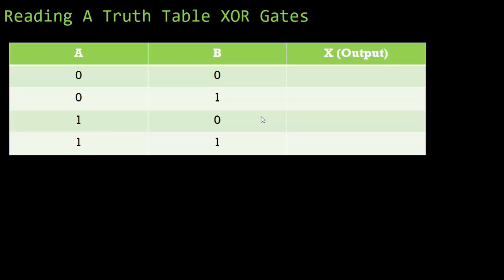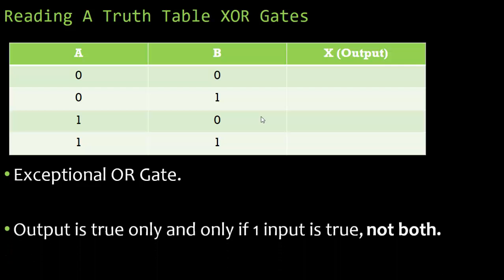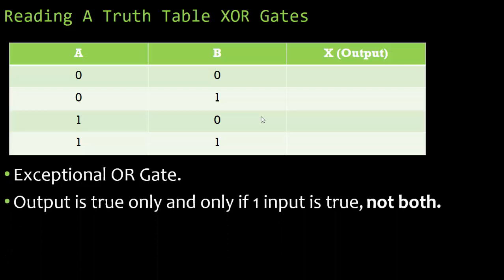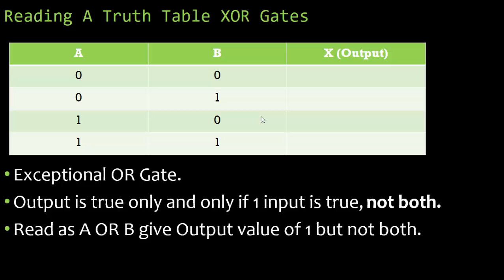The last gate is XOR, an exclusive OR gate, and the output is true if and only if one input is true, not both. So when you're looking at an OR gate, as long as at least 1 is true, it'll work out. With an exclusive OR gate, only 1 can be true. It's read as A or B give output value of 1, but not both. It's written as A plus B, but that plus has a circle around it.